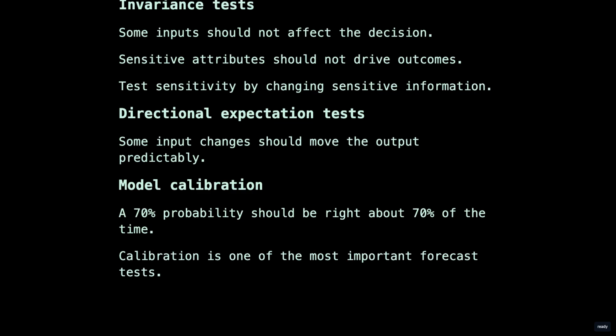Practitioners often focus on ranking or accuracy, but reliable probability estimates are what make a forecast trustworthy. A model that is well calibrated gives you better decisions whenever the exact probability matters.